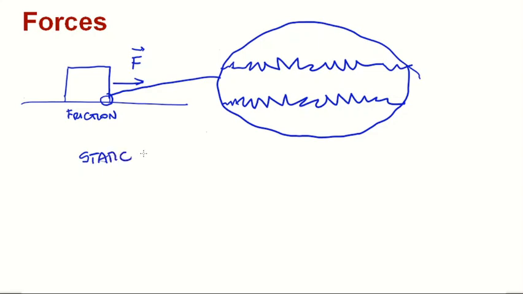Basically, static friction is the kind of friction that occurs when you don't have any movement between surfaces, any relative movement. Why do I say relative movement? Well, they could both be moving at the same speed, but then there would be no relative movement. For example, if you're in a car and the car's moving, you're moving with the car. It's static friction because there's no relative movement between the two things.